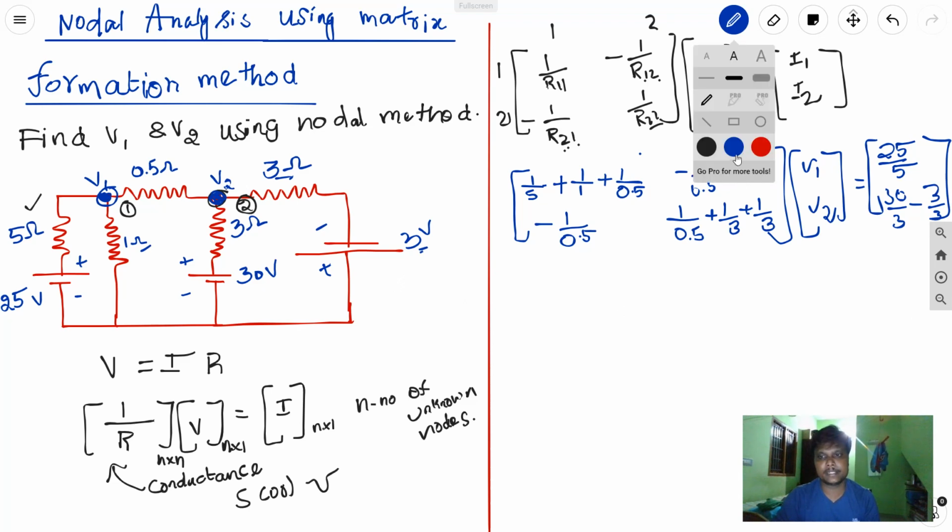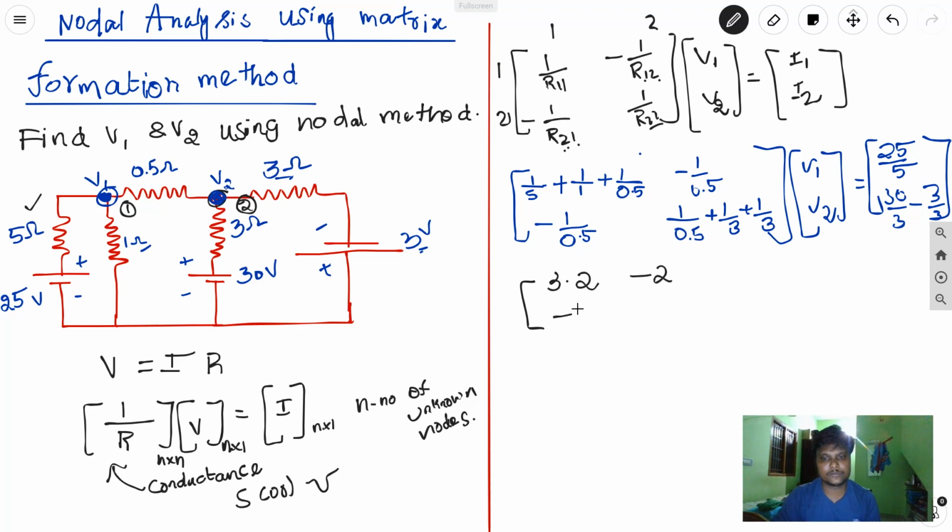Right, now we will simplify this matrix. The first one, if you simplify, you'll get 3.2. The second one, you'll get minus 2. Here also minus 2, and this one you'll get 2.66. Then V1 and V2 are unknown. If I simplify, 25 by 5 is 5, and 30 by 3 is 10, minus 3 by 3 is 1, so we get 9. So this is the final matrix for the given problem.